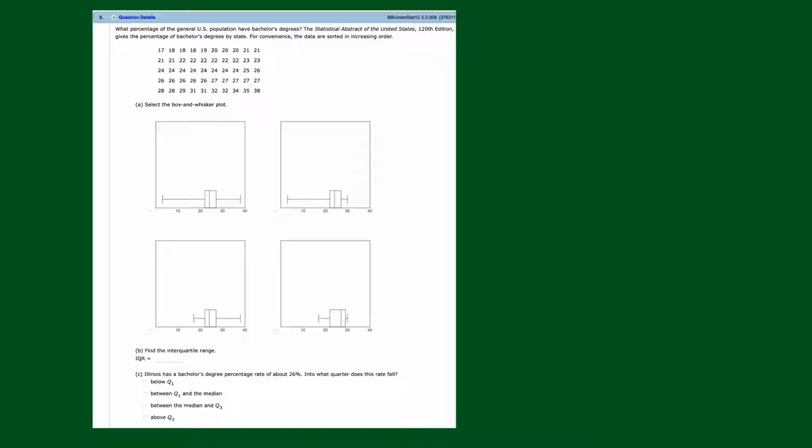Now in part A, we're asked to do this. Select the box and whisker plot that corresponds to this data. Now we are not going to do any of these problems like this by hand. We're going to have our calculator do it. So first up is let's put this data into our calculator.